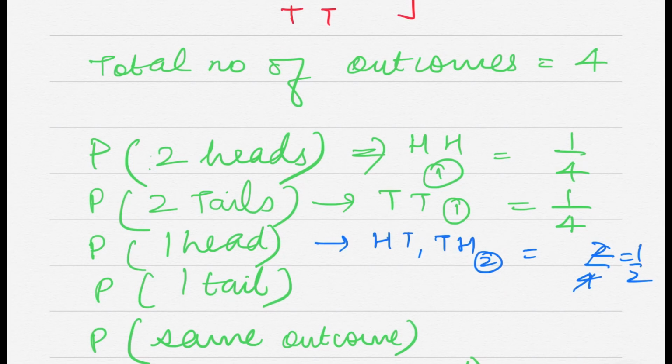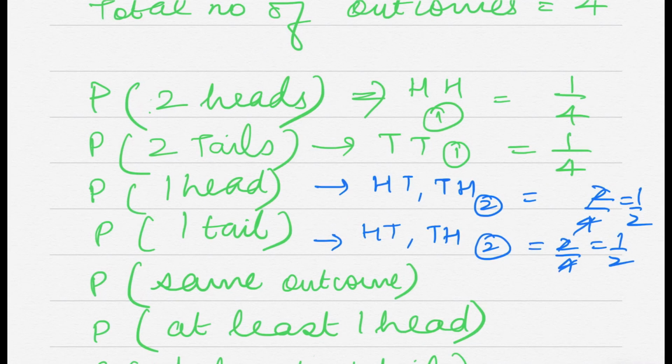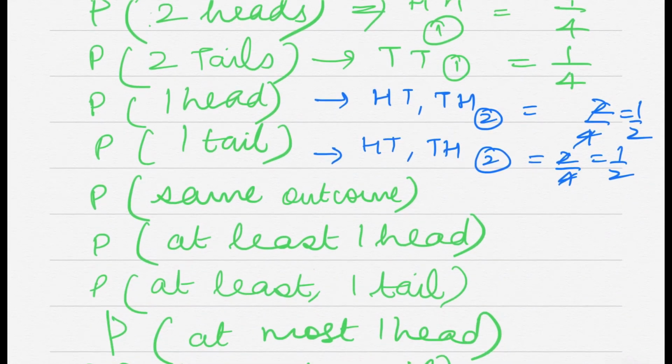Correct? If these type of questions are there, then 1 tail, same way, my outcomes will be head tail or tail head. So again I have 2 outcomes, so that will also be equal to 2 by 4, so 1 by 2. Same outcome: what will be the same outcomes? Same outcomes means either head head or tail tail. So again these are my 2 outcomes. Favorable outcomes are 2, so 2 by 4.